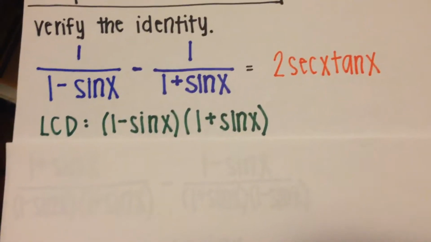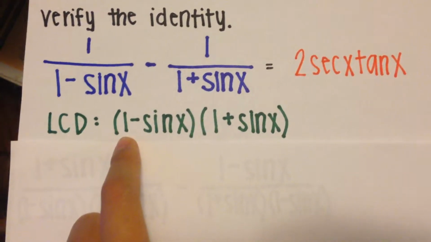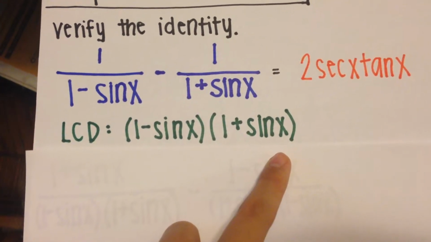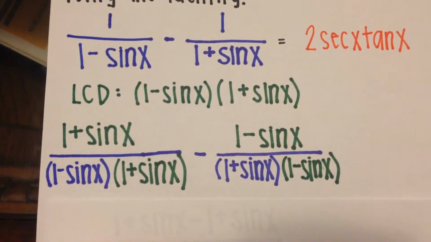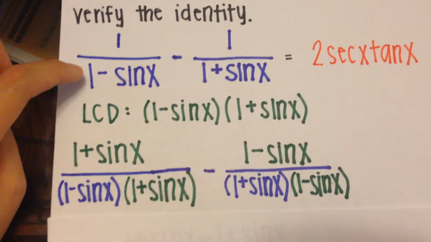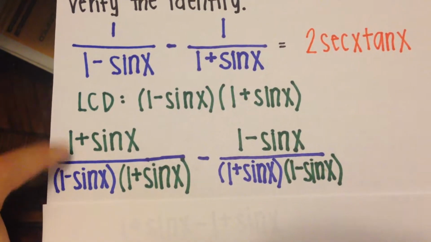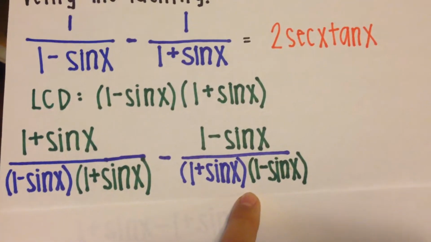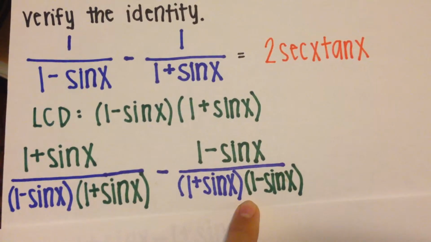And first off, we have to find the LCD of this, which is 1 minus sine x times 1 plus sine x. And then we just include what's missing. So basically here, the part that's missing is 1 plus sine x, so we add that in there. And then in this part, we add the part that's missing, which is the 1 minus sine x. So that's what it looks like.